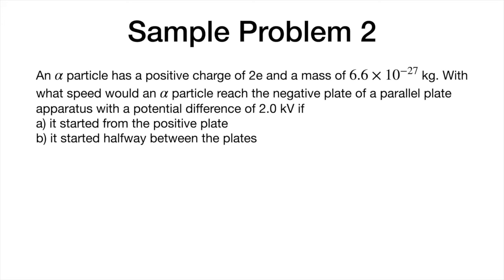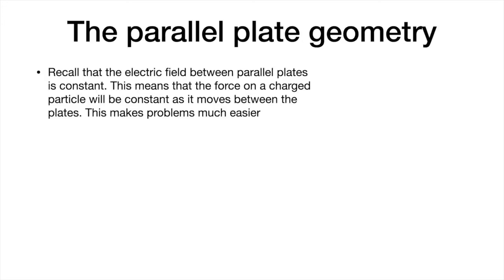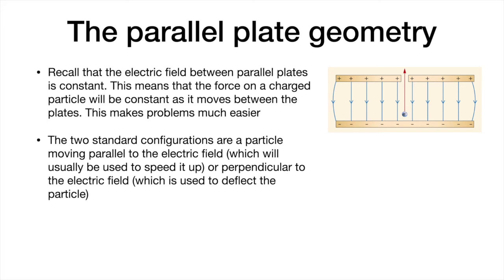I guess less, actually. And it says, with what speed would an alpha particle reach the negative plate of a parallel plate apparatus with a potential difference of 2 kilovolts if it started from the positive plate and it started halfway between the plates? So in this case, just to go back a second here, we're talking about this situation. Instead of the electron in this picture, I'm actually going to be firing an alpha particle. And instead of starting at the negative plate, as it is in the diagram, I'll be starting from the positive plate. But this picture is basically what we're talking about.